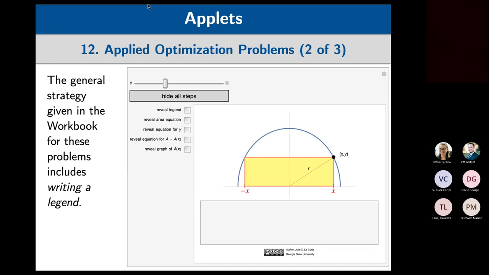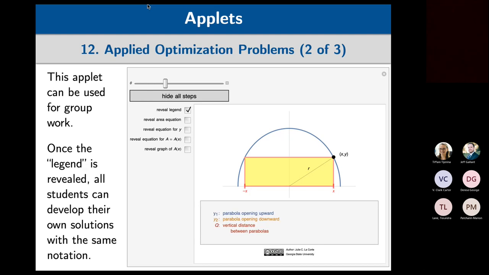When we get to the second optimization problem, I introduce another part of the general strategy, writing a legend. I ask the students to identify their variables and say in words what they represent, so that we all have the same legend. I can use this applet to show them what the legend would be.